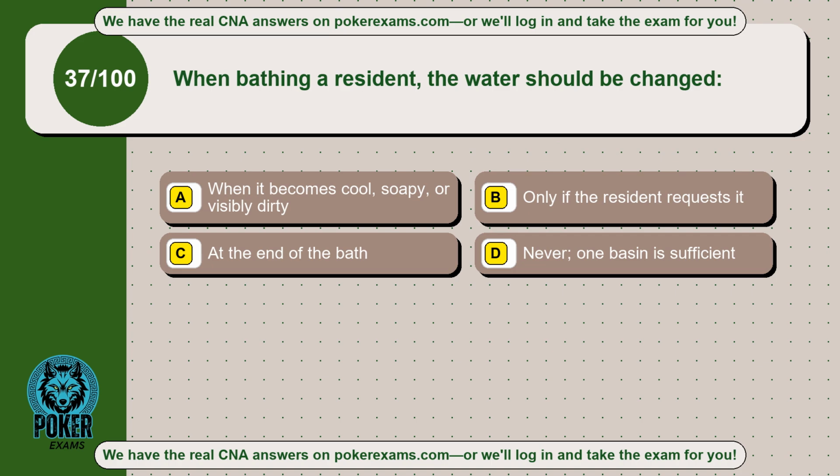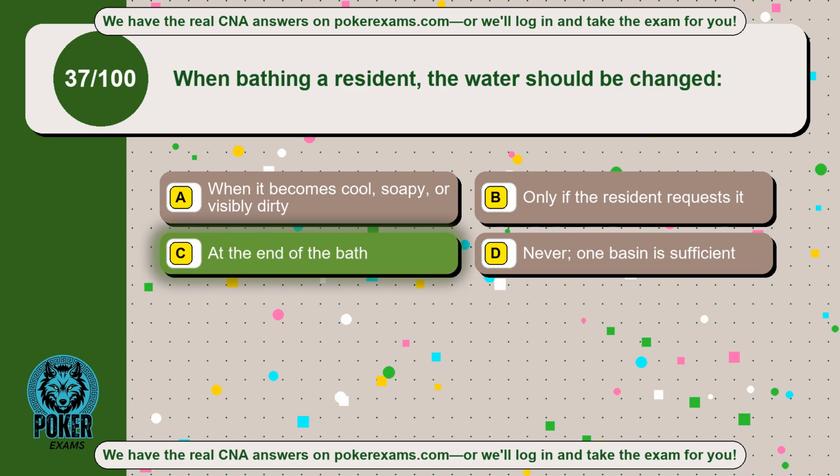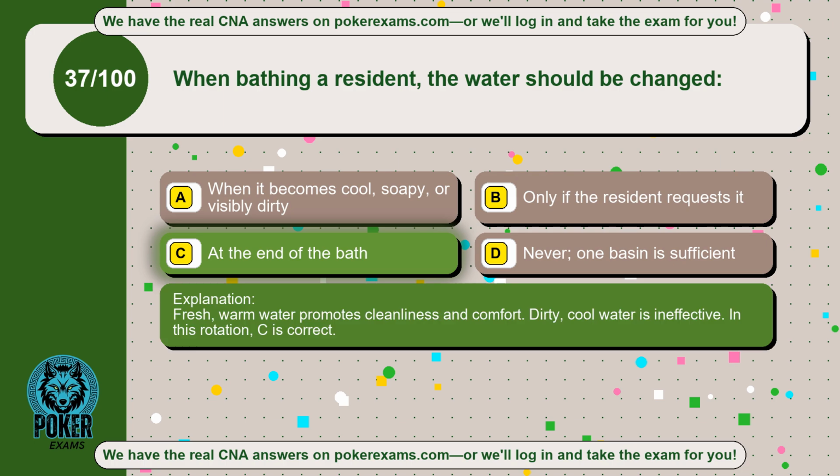Question 37. When bathing a resident, the water should be changed. Option A. When it becomes cool, soapy, or visibly dirty. Option B. Only if the resident requests it. Option C. At the end of the bath. Option D. Never, one basin is sufficient. The correct answer is option C. At the end of the bath. Fresh, warm water promotes cleanliness and comfort. Dirty, cool water is ineffective. In this rotation, C is correct.